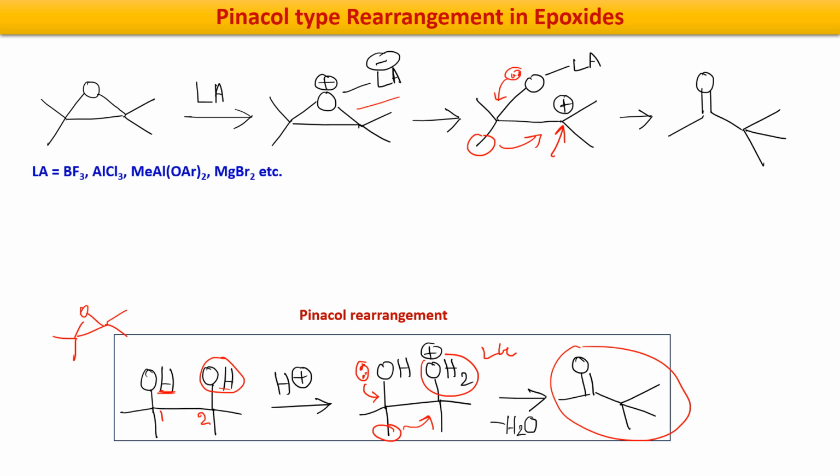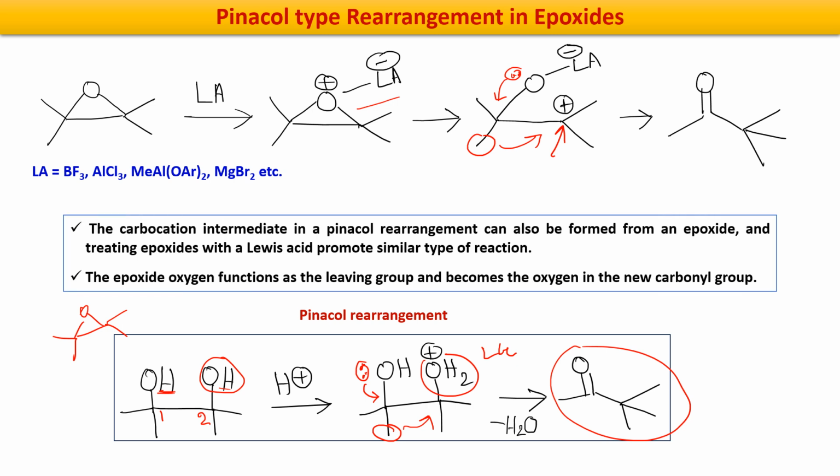These are the Lewis acids that we can take. So in this reaction, the carbocation intermediate that you have already seen in the Pinacol rearrangement, that type of carbocation intermediate formation is also possible. It may not always be a fully formed free carbocation, but a carbocation type of character will be generated. So it can also be formed from an epoxide, and when you treat the epoxide with Lewis acid, it will promote a similar type of reaction.